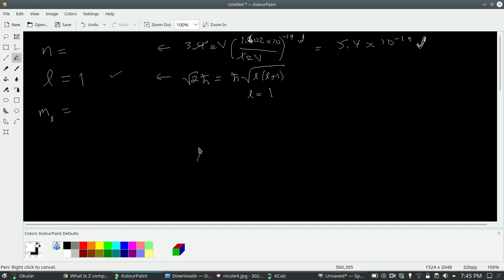Now remember, the meaning of the L quantum numbers is the orbital shape. So it's s, p, d, f, corresponding to those L values. So obviously we have a p orbital here. That is a p. This means p orbital.